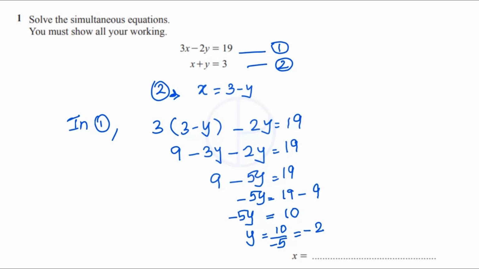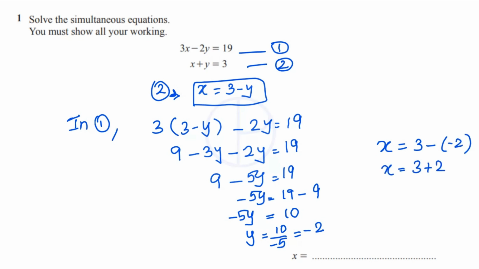Okay. So when y is negative 2, let's find out the x value from this. x equal to 3 minus of minus 2. So x is 3 plus 2, which is 5. So x is 5, y is negative 2.